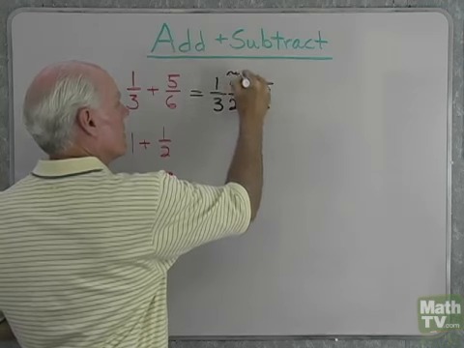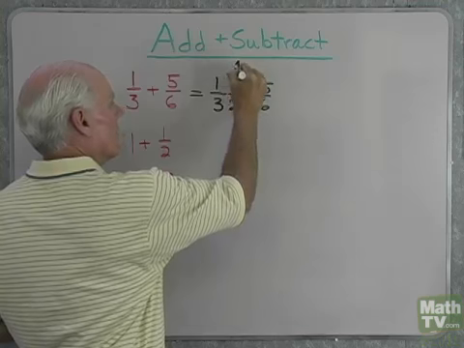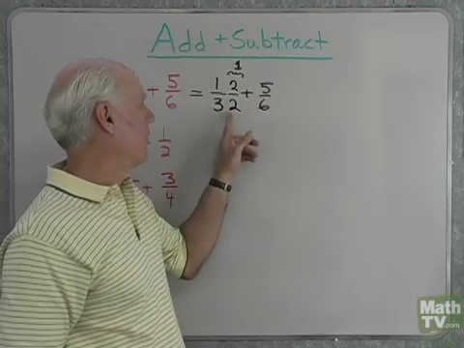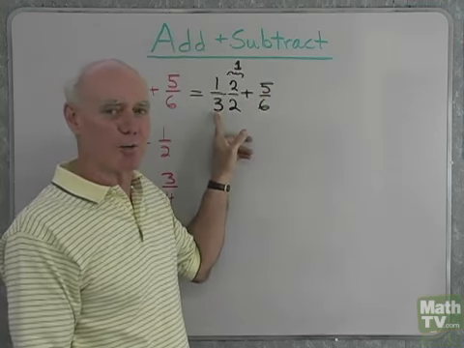So this number right here is just the number 1. So I know if I multiply 1 times 1/3, I'm still going to get 1/3.